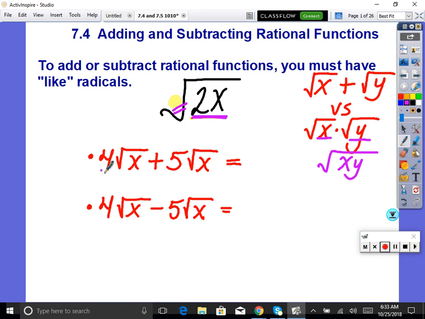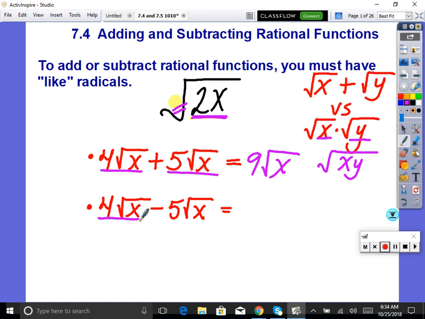So look, 4 apples plus 5 apples is how many apples? 9 apples. So 9 root x. Does everybody see how it works? They're just like terms. 4 root x plus 5 root x is 9 root x. It doesn't change the apple, I say.